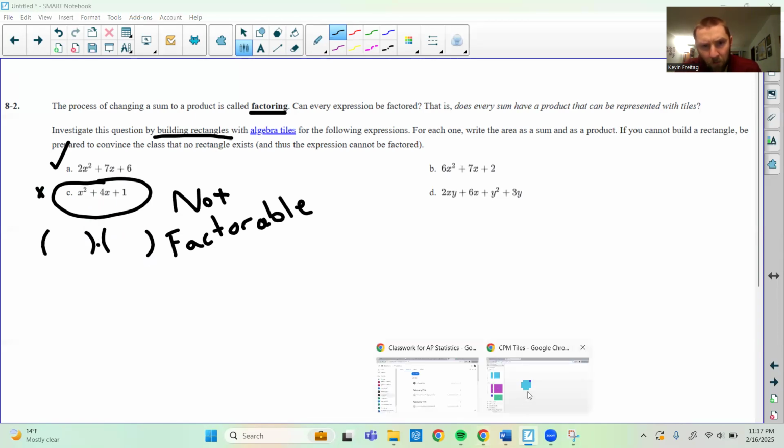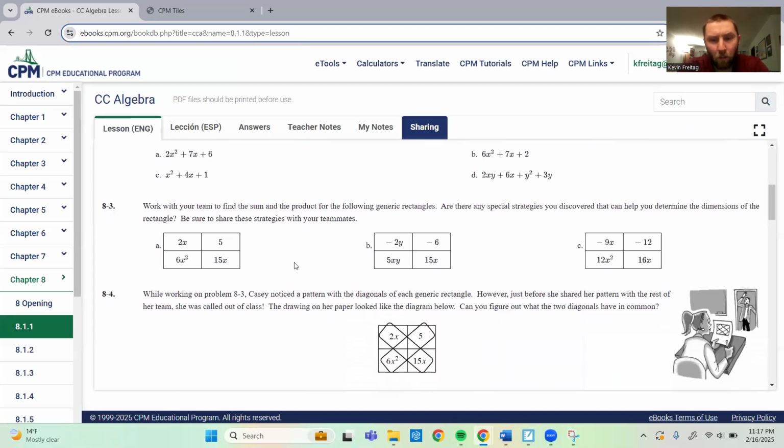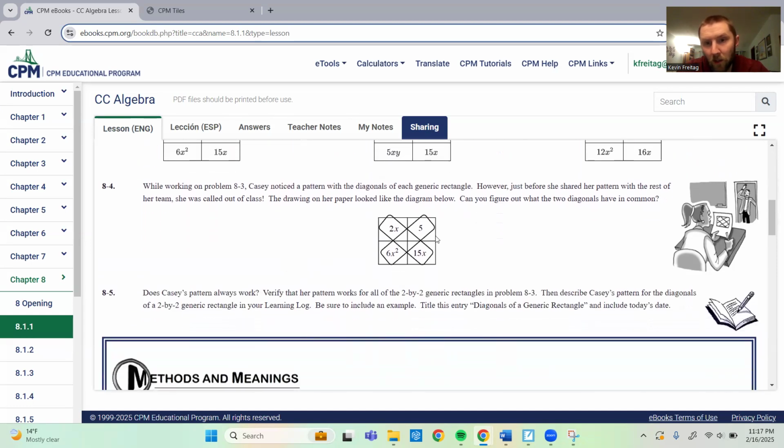Now, as you guys move forward in this lesson, you're going to get to look at problem 3, okay? And you're going to try to find the sum and product of these generic rectangles here, okay? So they've already done the work for you of kind of like breaking up the pile of tiles into sort of the sections, and they want you to see if you can find the dimensions, bottom and side, and then the total collection of the tiles that are inside, okay? And then number 4 is a really important key piece of information for you to take with you into tomorrow's section. So hopefully this all makes sense.